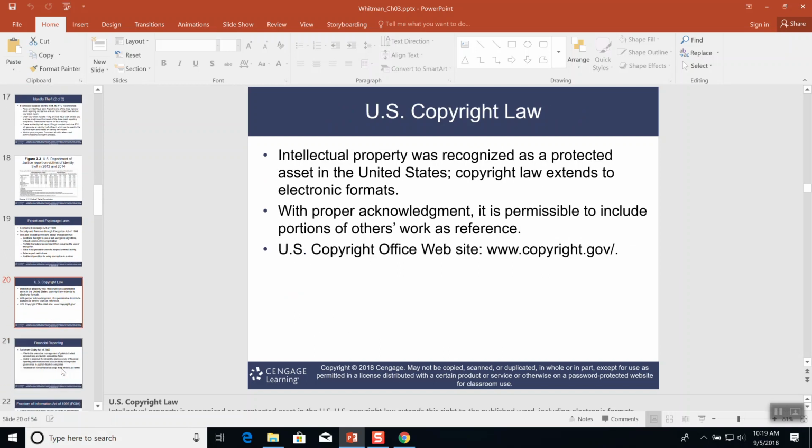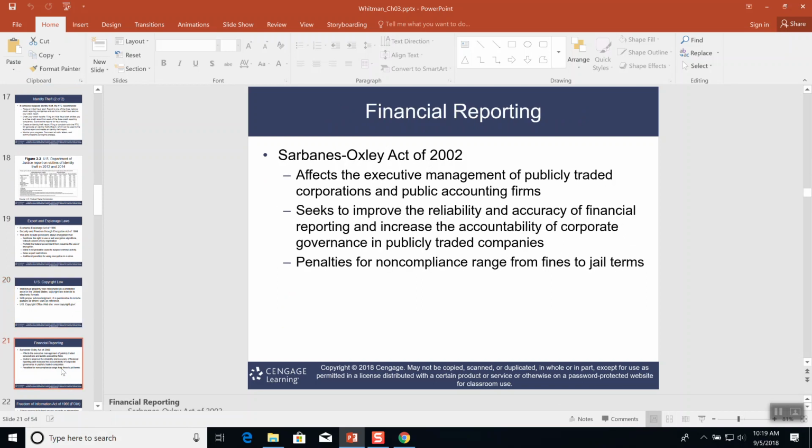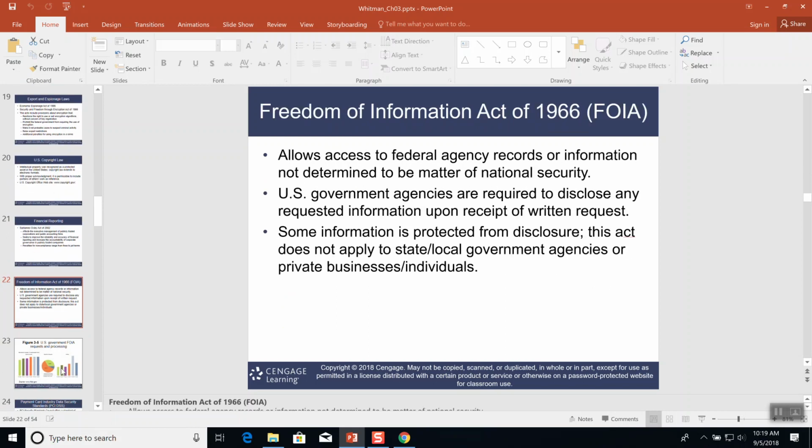Okay, intellectual property was recognized as a protected asset. There's a U.S. Copyright Office. Talked about financial reporting. I'm not going to sit there and just read that to you. Try to look for the more interesting pieces of information.